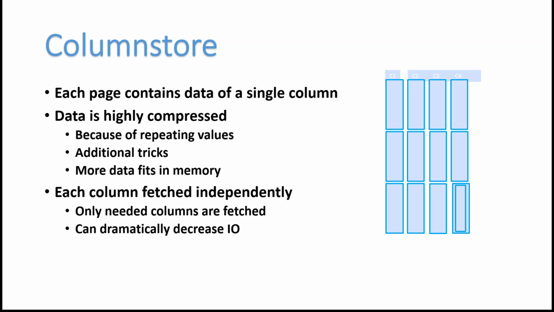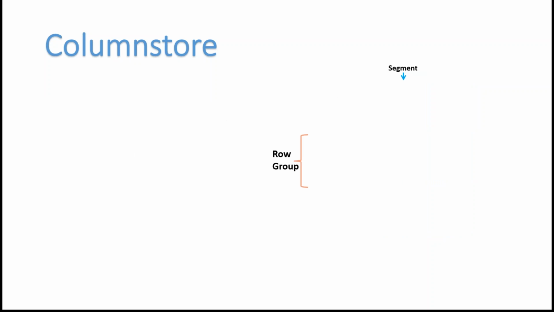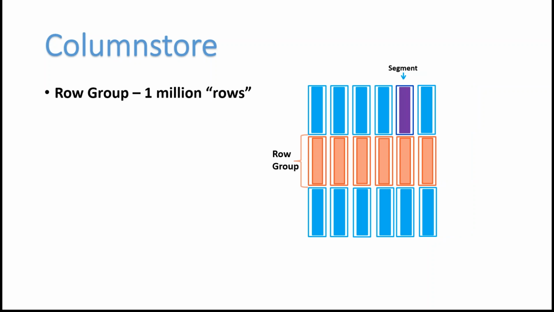And all of those things can dramatically decrease the I/O we perform on our system. So, some terminology about Columnstore. A row group is 1 million rows, and basically the data of all of those rows. A row group is composed of all of the columns that store 1 million rows of the table. And a segment is a unit inside this row group that stores data of a single column.